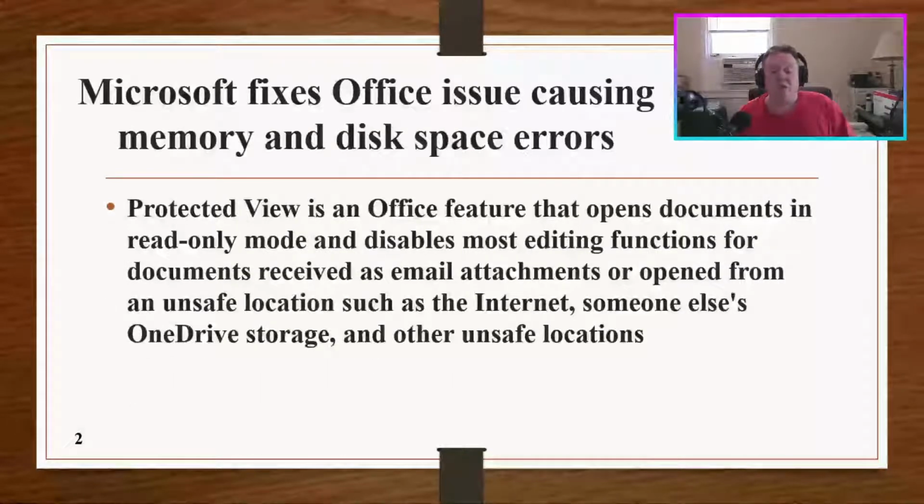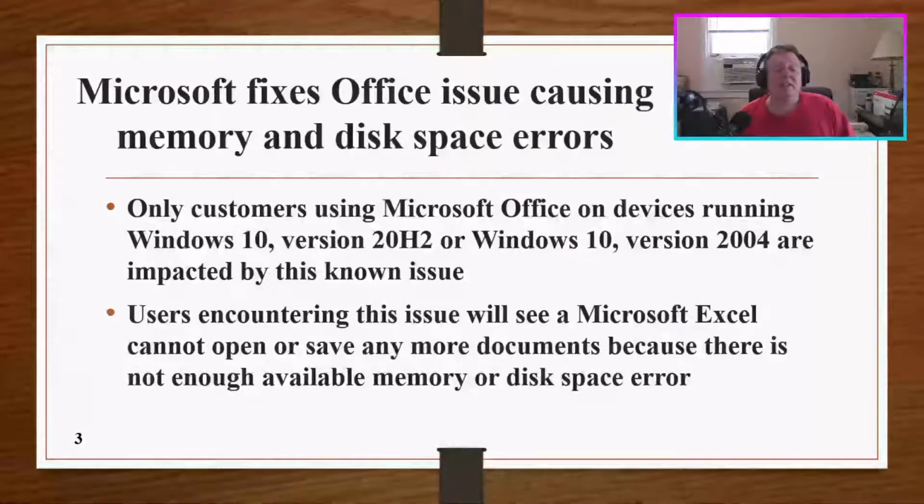Protected View is an Office feature that opens documents in read-only mode and disables most editing functions for documents received as email attachments or opened from an unsafe location, such as the internet, someone else's OneDrive storage, and other unsafe locations. Only customers using Microsoft Office on devices running Windows 10 version 20H2 or Windows 10 version 2004 are impacted by this known issue. Users encountering this issue will see a "Microsoft Excel cannot open or save any more documents because there is not enough available memory or disk space" error.